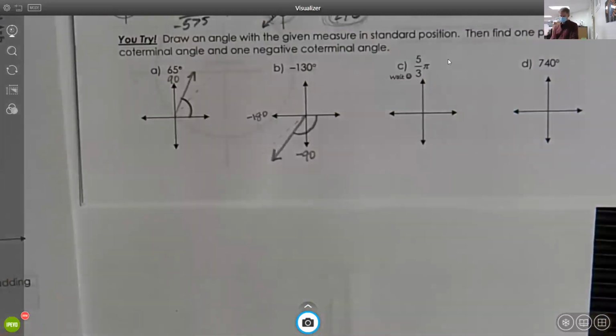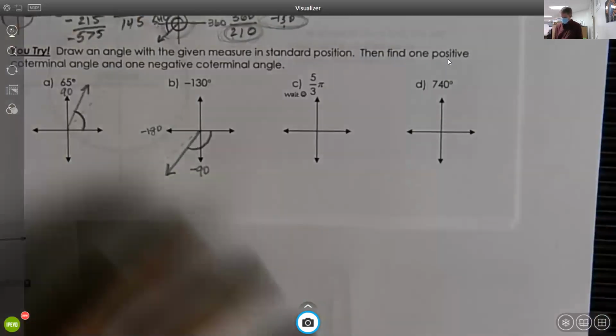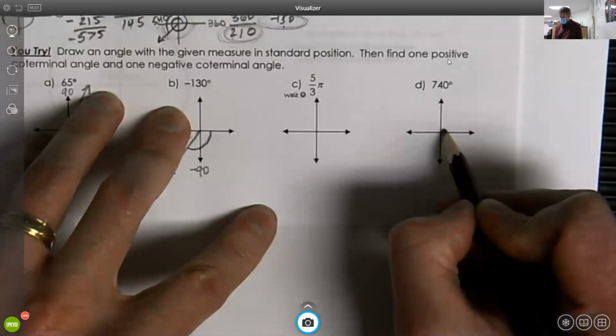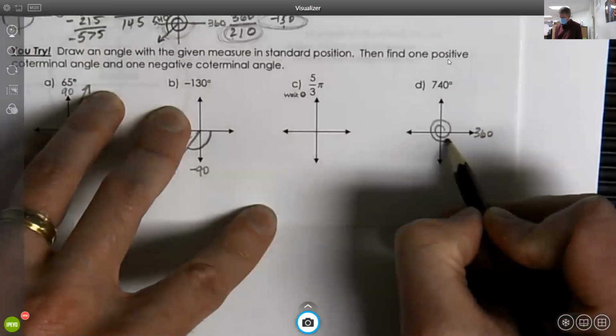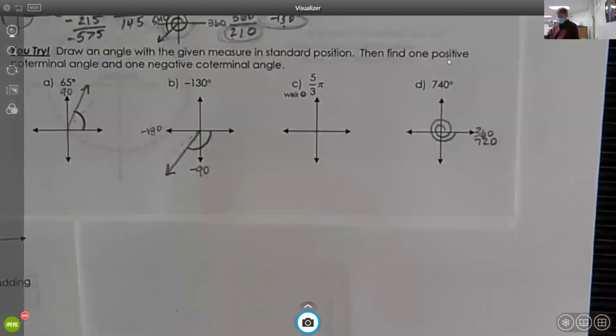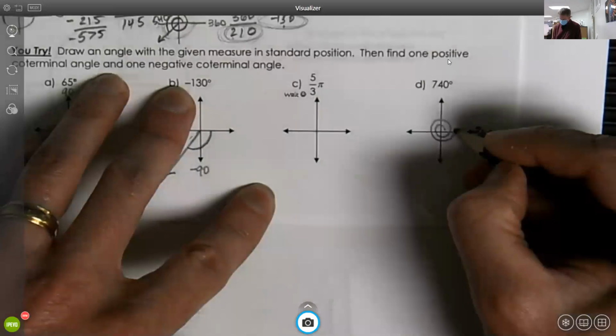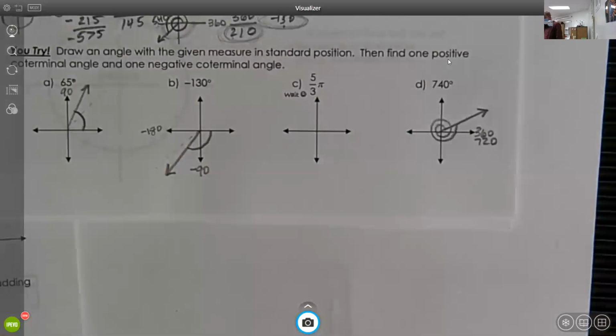We don't know about the radians yet. 740. Well, it's 360 to get all the way around. And it's 360 again, which is 720 to get all the way to there. So 740 is going to be 20 extra degrees. So if it's 20 extra degrees, then you know that that is a positive coterminal. It's 20 degrees extra past two full circles.